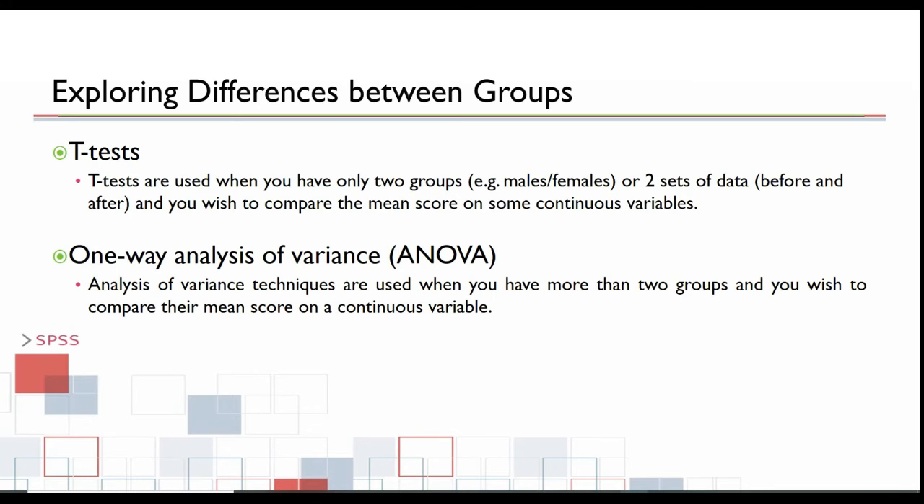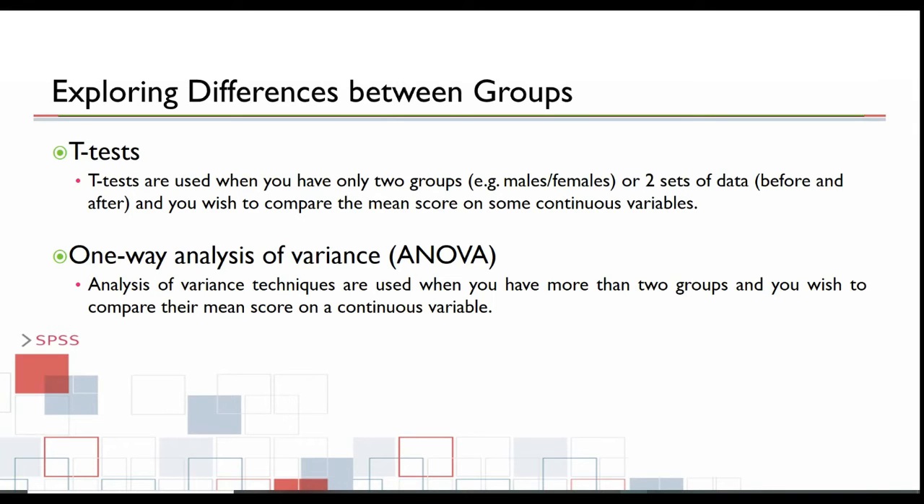Right. The other purpose of the study is maybe exploring differences between groups. Okay, between or among groups. We have t-tests or we have one-way ANOVA. Okay, t-tests are used when you have only two groups, males, females, younger, older, or two sets of data, before and after, and you wish to compare the mean score on some continuous variables.